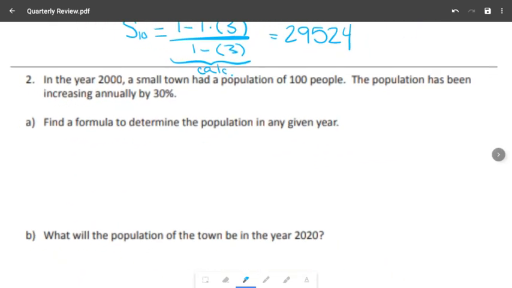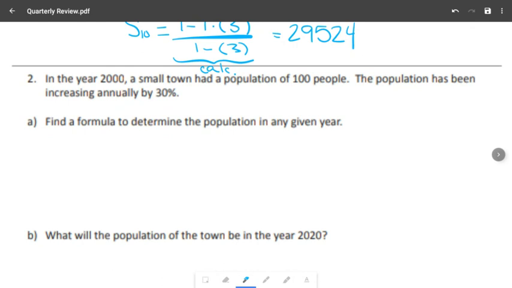Question 2. In the year 2000, a small town had a population of 100 people. The population has been increasing annually by 30%. Part A, find a formula to determine the population in any given year.